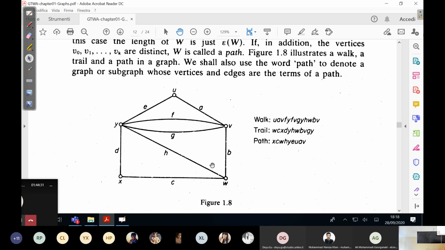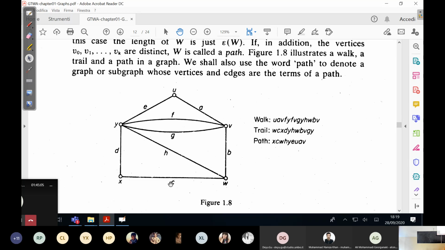This will be a trail. w, c, x, d, y, h, w. So we are repeating w, okay? So it is not a path, but we have not yet repeated edges, and we shall not repeat edges. Okay, so we are here in w, and we go through b to v and through g to y. Okay, so this is a trail.